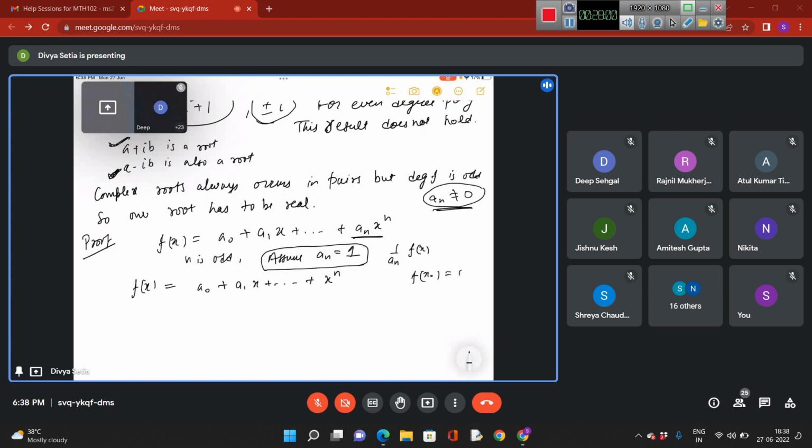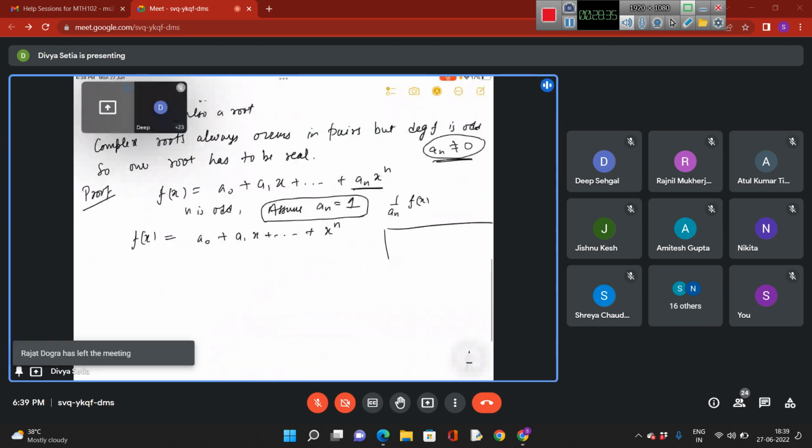And if I prove that f of x naught is 0, so 1 upon a n f of x naught is also 0, right? If this polynomial has a real root, then this polynomial also has a real root, right? So that's why I can assume that my last coefficient is 1, because I can really divide it by 1 upon a n. Maybe I write it in bracket here, that if 1 upon a n f of x naught is 0, then f of x naught is also 0.